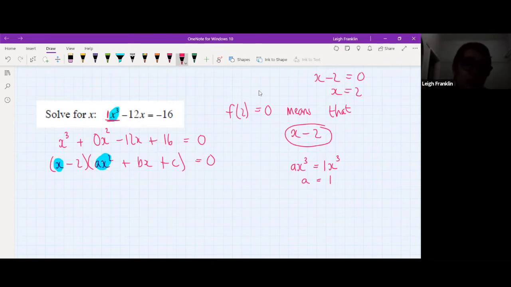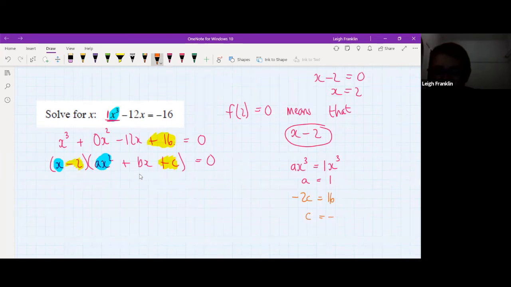The order you then do B and C in doesn't matter. Sometimes teachers do C first, sometimes they do B first. It really doesn't matter. I think what I'll do is I'll leave B to the end. The only way that you can work out what C is is that it comes from multiplying this number over here and that number over there, and it gives us this value over here. So in other words, minus 2 times C is equal to 16. Divide both sides by -2, and that means that C has to be equal to -8.